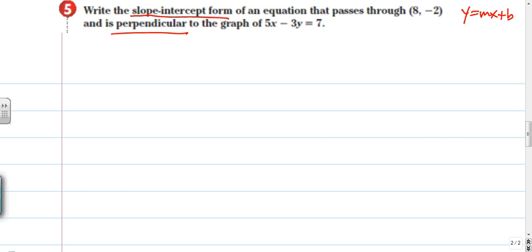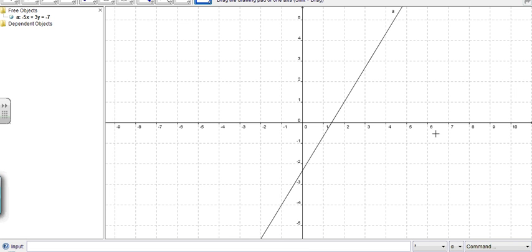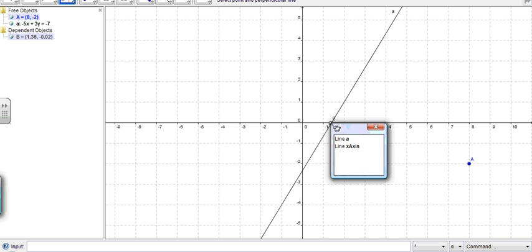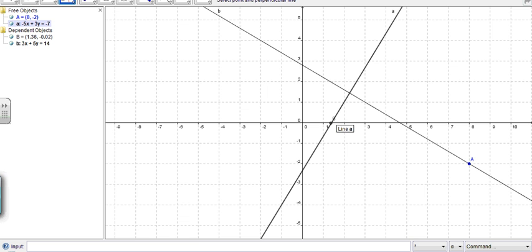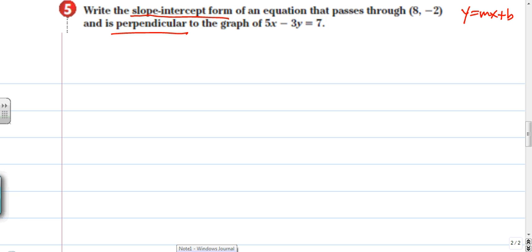So that means if it's perpendicular, you're trying to find the equation of this line. (8, -2) is right here. You want to find the line that's perpendicular to that. We want to find the equation of this line right here, line B. Line A is 3x plus 5y equals 14. Line B is what you want to find, the equation of that line. Now visually, that's what you want to do. But how are we going to find the equation of that line using what we have?